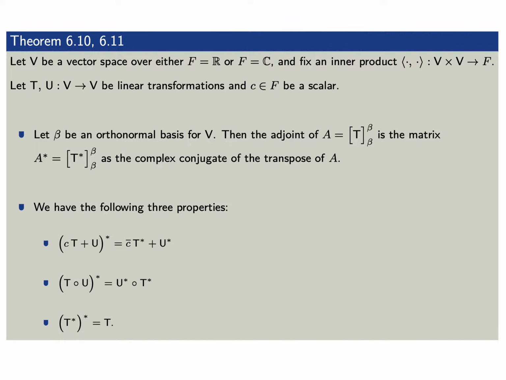We also have three properties. First, the adjoint of CT plus U is equal to C conjugate times the adjoint of T plus the adjoint of U. Second, the adjoint of the composition of T with U is equal to the adjoint of U composed with the adjoint of T. And finally, the adjoint of the adjoint of T is just T itself.